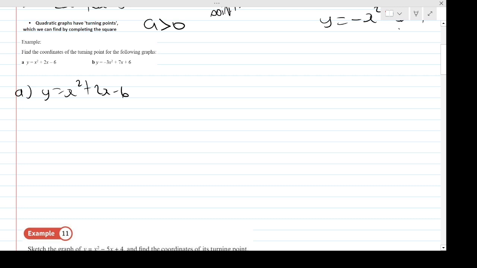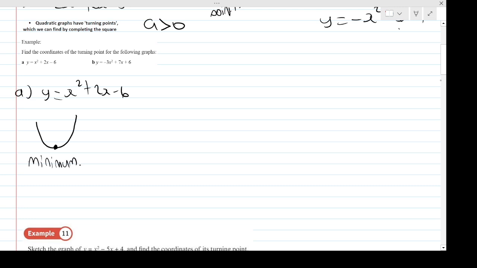So, for example, we have x squared plus 2x minus 6. Well, the x squared, right? It's a positive 1 as the coefficient of x squared. So as it's positive, it's going to have this sort of shape, isn't it? So the turning point at the bottom here is going to be a minimum. That's when the graph dips to the lowest point. Okay, so it has a lowest point, so it's a minimum.